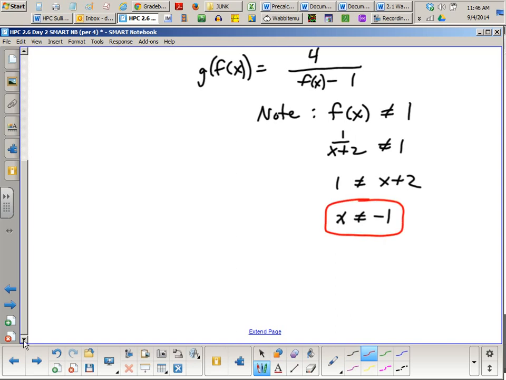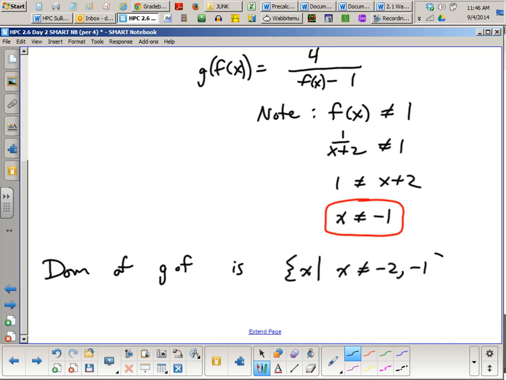Okay, so let's just write our final result here. The domain of g of f is all the x's except for what? Negative 2 and negative 1. That was my conclusion on this problem.